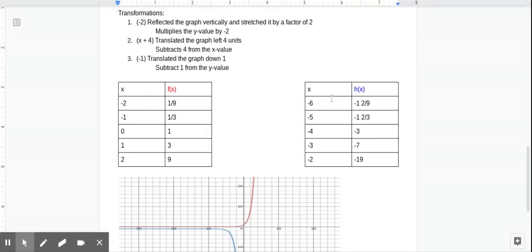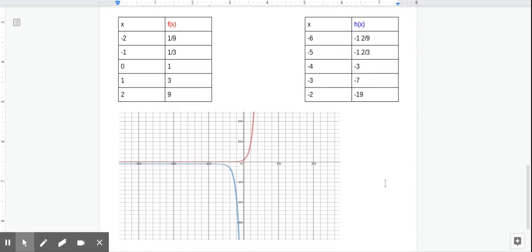You know how to get these. So if we take our x value and it says that we need to subtract 4 from the x value, we take our x's and subtract 4 and we get these new x values. Our y values, we reflected it and stretched it and we translated it down. So we need to do, by order of operations, the multiplication first. So 1/9 times negative 2, and then subtract 1. Then we would have 1/3 times negative 2, and then subtract 1. 1 times negative 2, and subtract 1, etc.